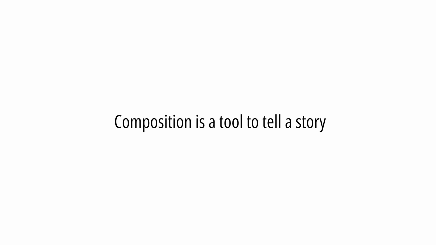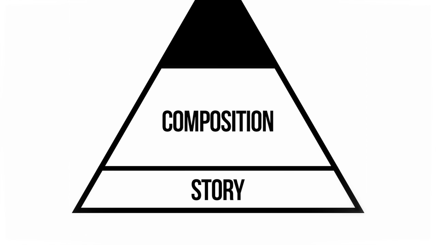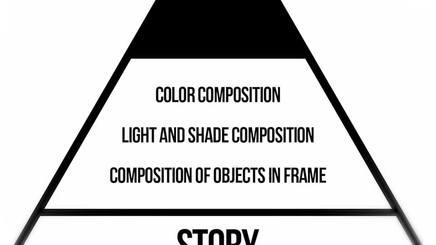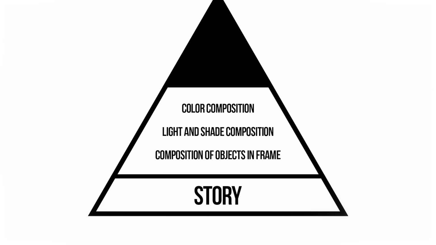So, story is what this picture is about, and composition is just a technical tool for this. That's some kind of hierarchy. Story first, that's the reason for the frame, then composition. It helps us tell the story using its tools. There are 3 of them: object position in the frame, light and shade composition, and color composition. Let me show you some important examples.